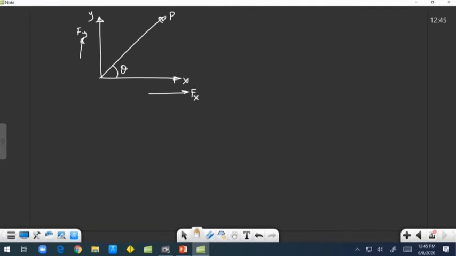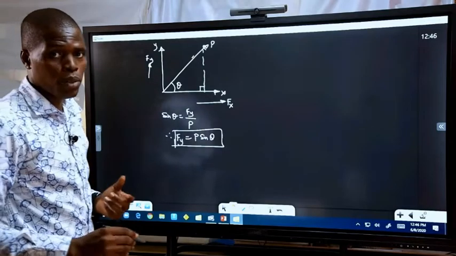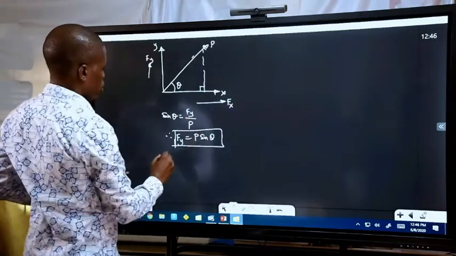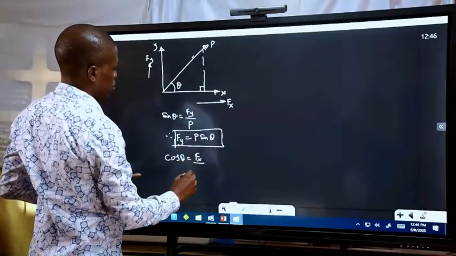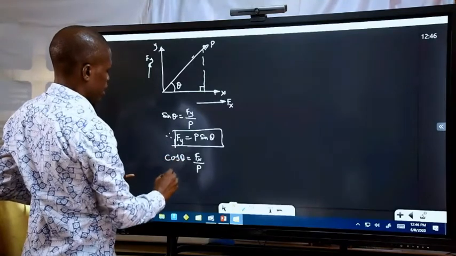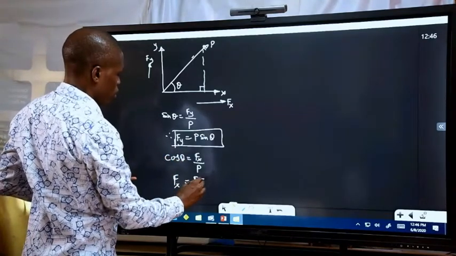From here, using graphical concepts, we can draw this and form the 90 degree angle. We have sine theta equal to opposite, which is Fy, over hypotenuse, which is P. Therefore, Fy is equal to P sine theta. That's the vertical component of the force. Here, we can also solve for cos: cos theta is Fx divided by the P force. When we cross multiply, Fx is equal to P cos theta.